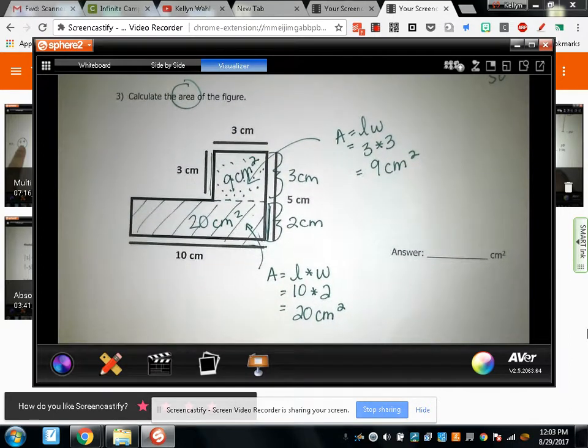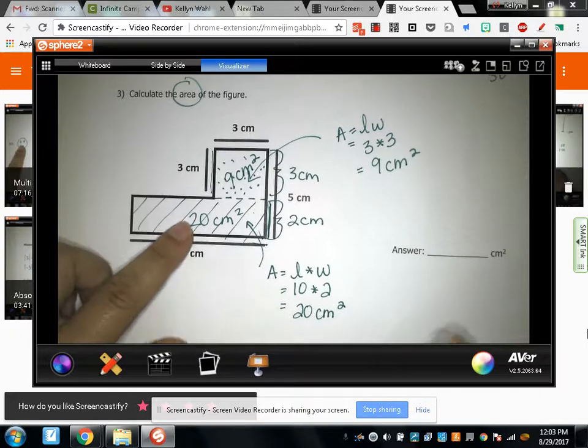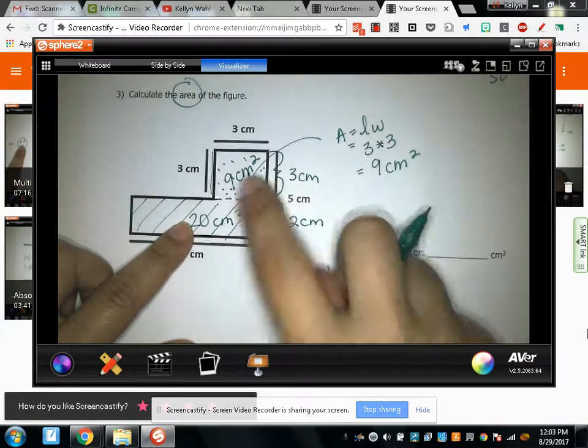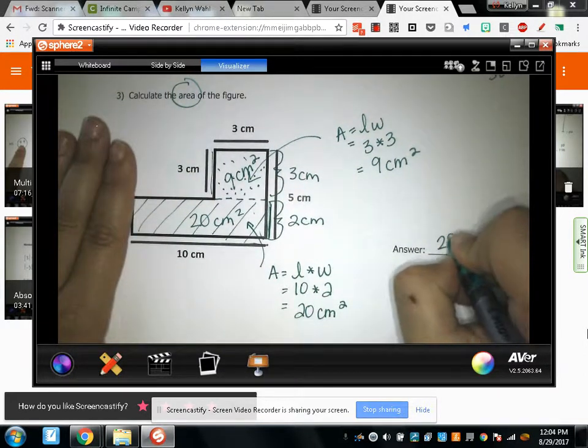Then looking at this whole shape, what would the area or the inside of the whole shape be? Well, it'd be 20 centimeters squared plus 9 centimeters squared, and I'd have 29 centimeters squared.